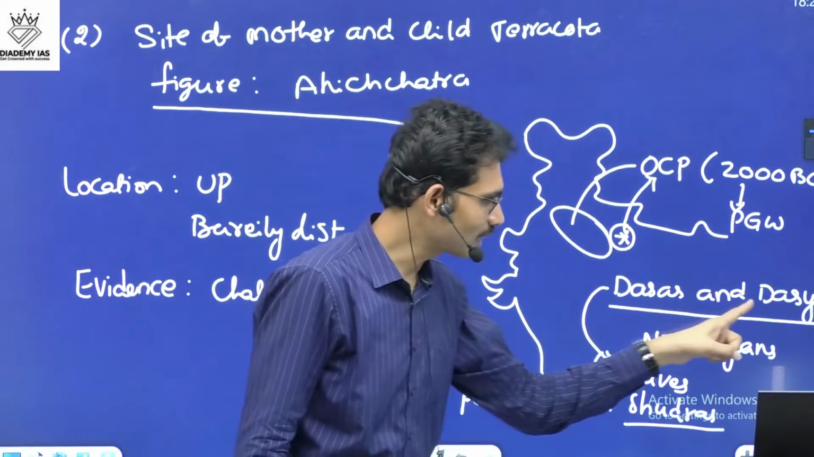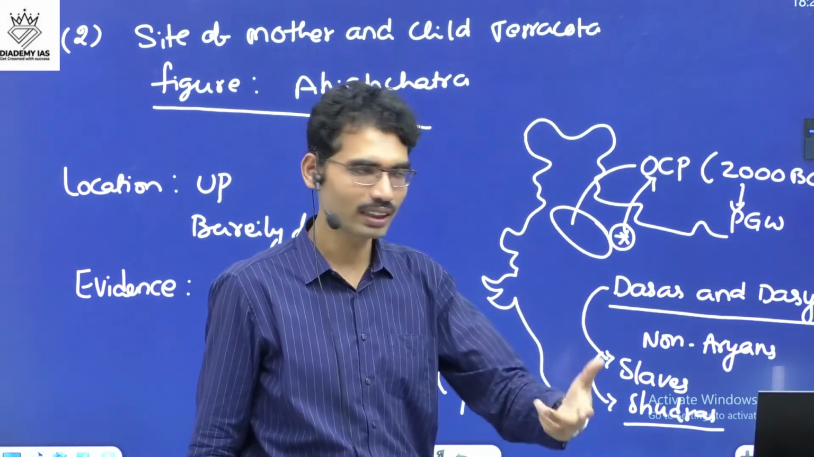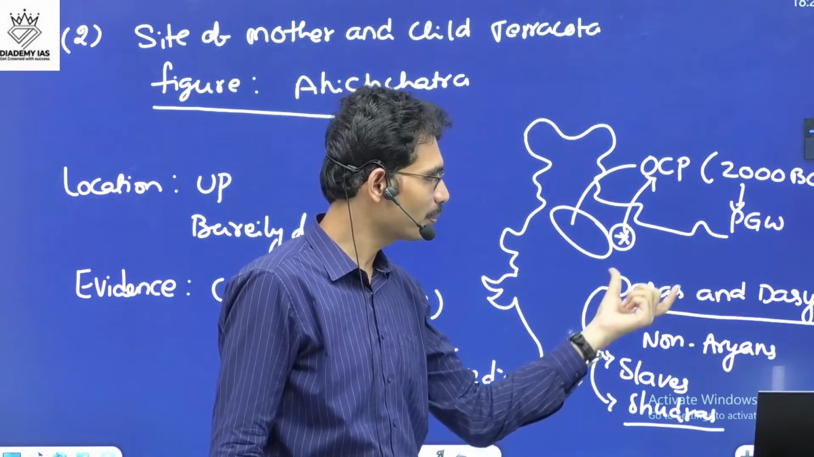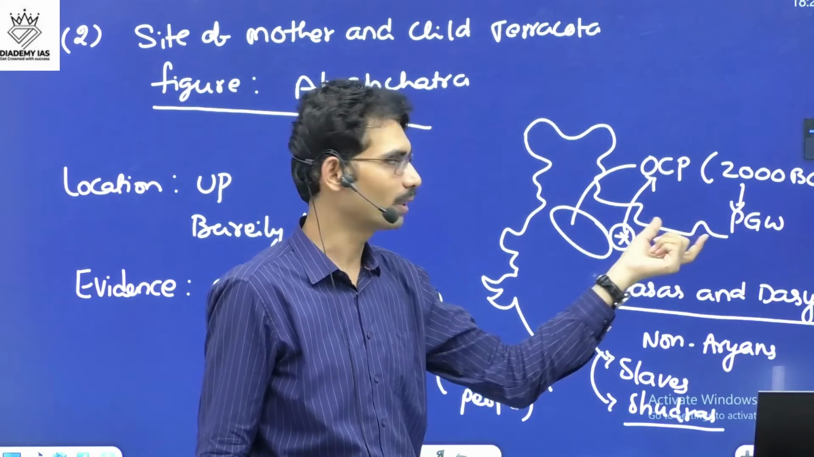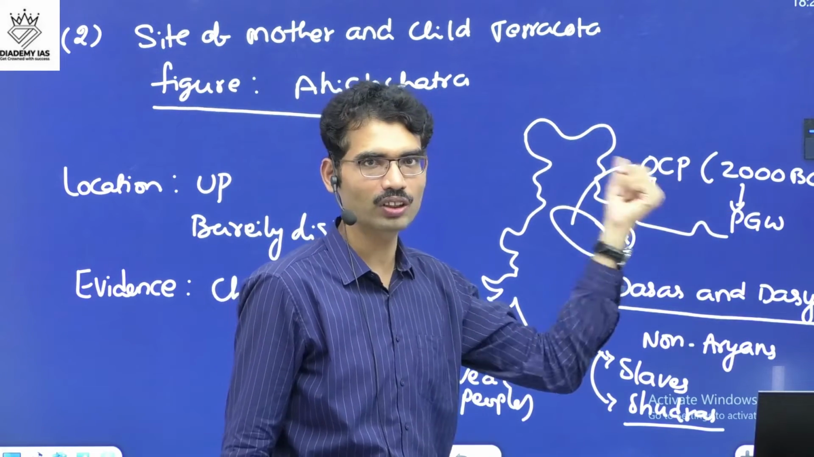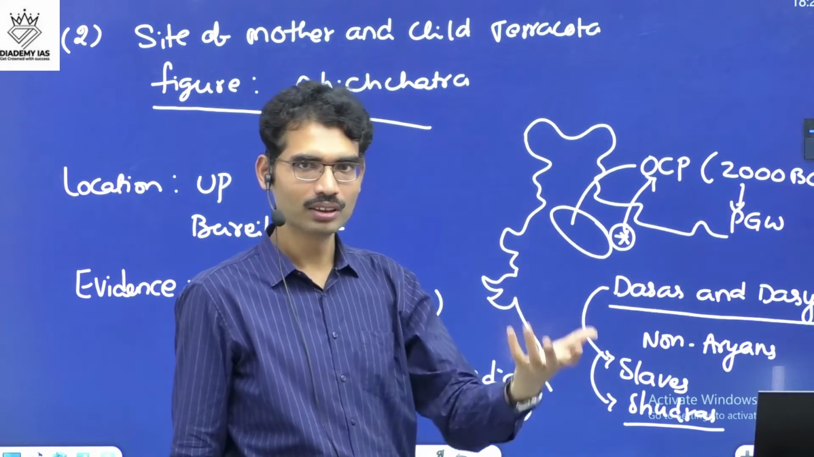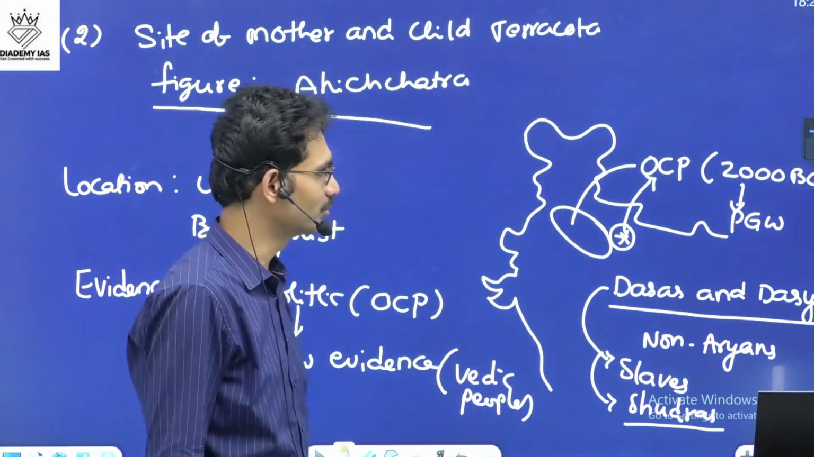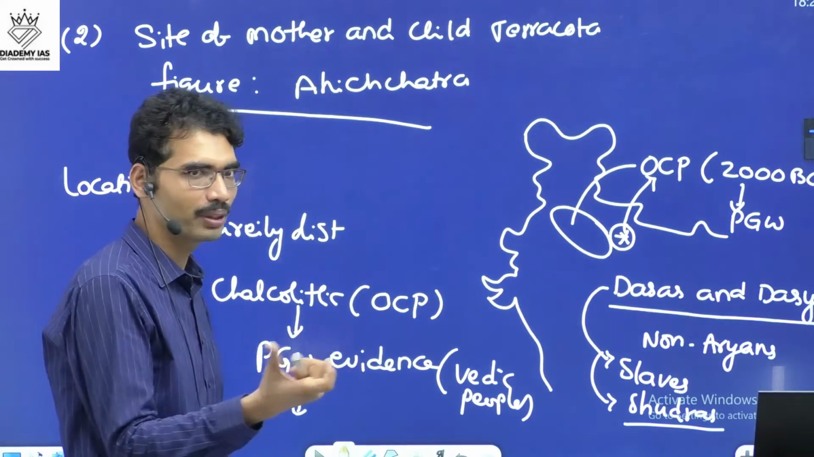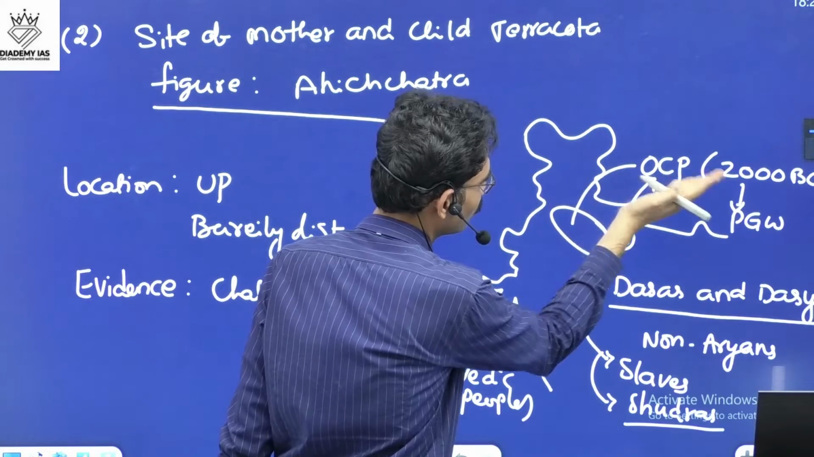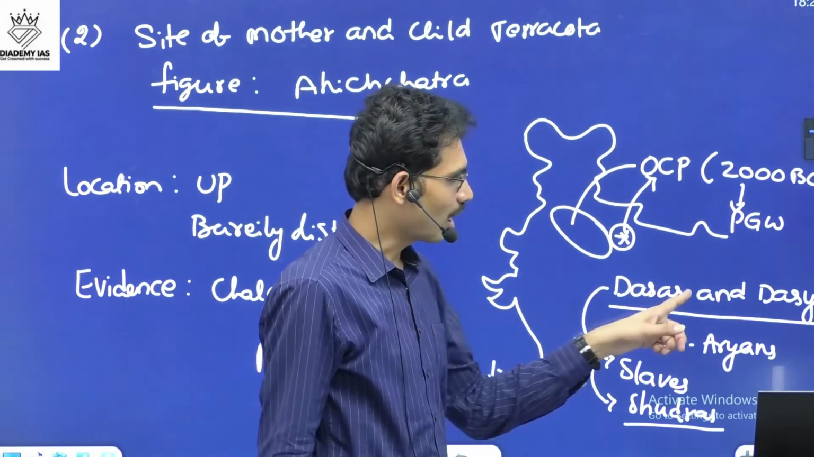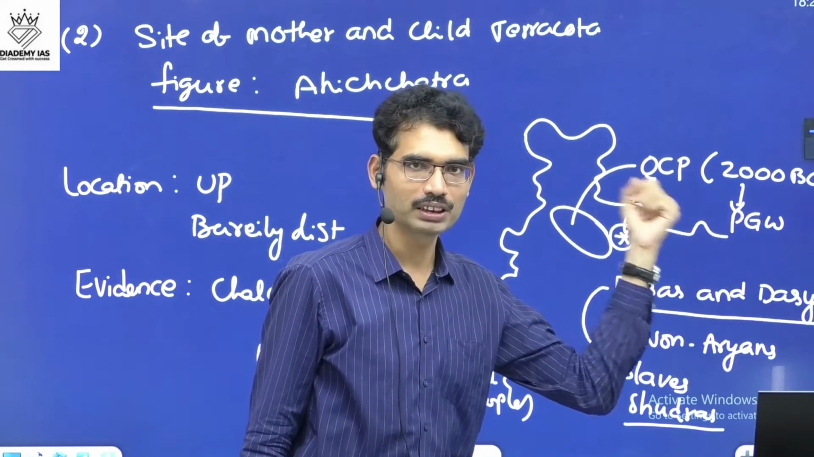And who are these Dasa and Dasyu? One interpretation is these are the pre-Aryan people. Pre-Aryan people means Chalcolithic people, Neolithic people, Mesolithic people, all these people. And we know these people from this kind of pottery called OCP. Aryan people pottery is PGW pottery.